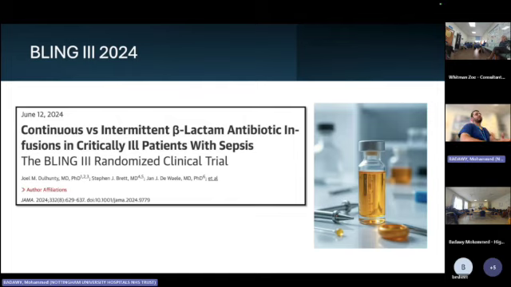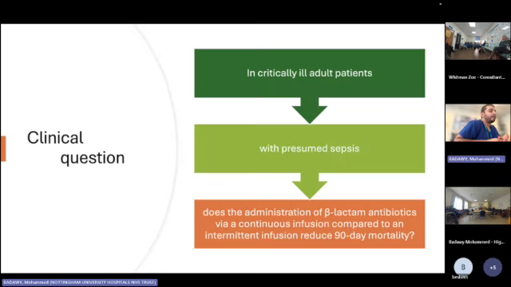Followed by a huge, massive trial published in 2024, which is BLING-III. Again, it studies the same thing, continuous versus intermittent infusion of beta-lactam antibiotics. The clinical question to be answered: in critically ill patients with presumed sepsis, does continuous antibiotic infusion improve 90-day mortality compared to the intermittent one?